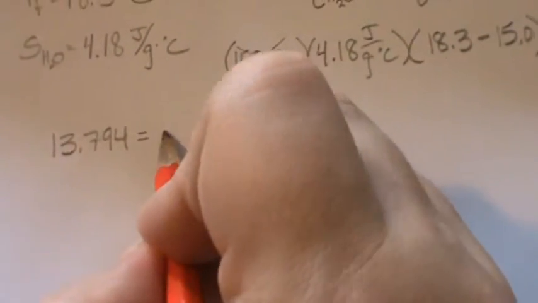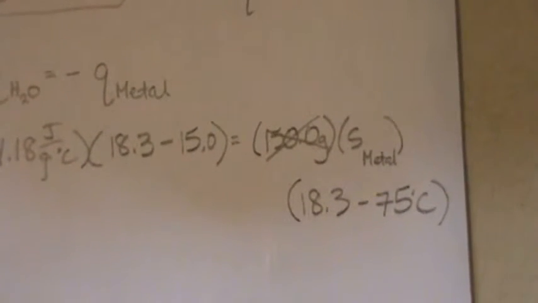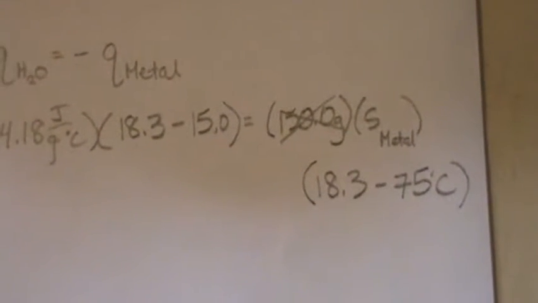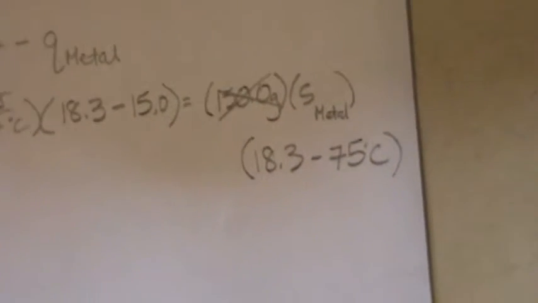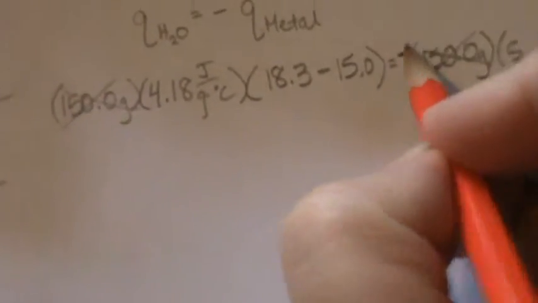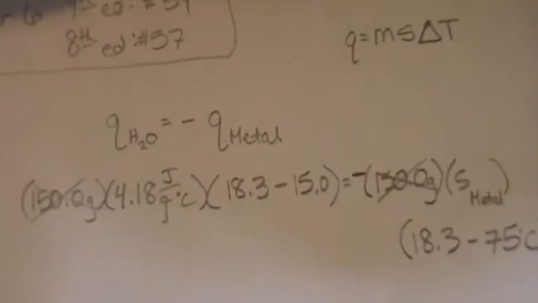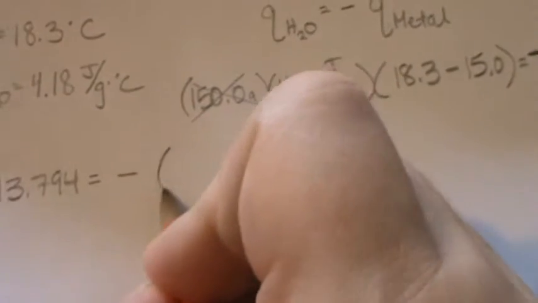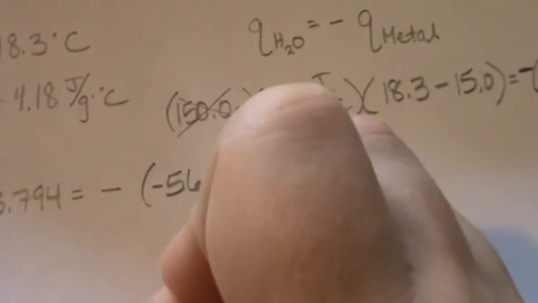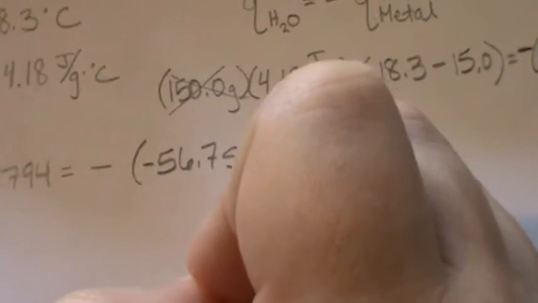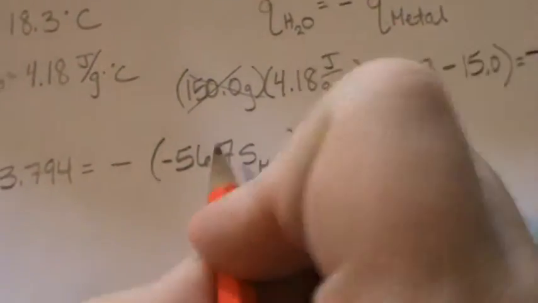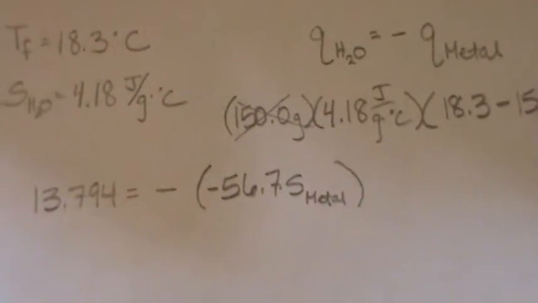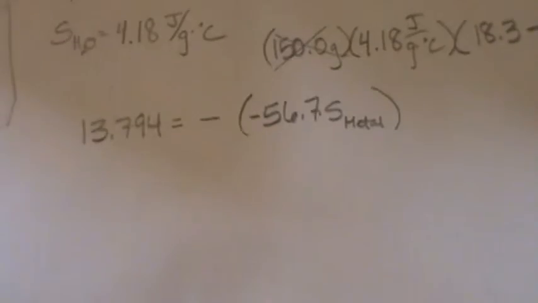Okay, equals, now I come over here and I look at the difference in my temperature here. 18.3 minus 75 is negative 56.7. And, you know what? There needed to be a negative sign there because I needed the negative of Q of my metal. Okay, so negative 56.7 times the specific heat S of my metal. This problem isn't too difficult. It's just a little bit different than the ones that we did in class.